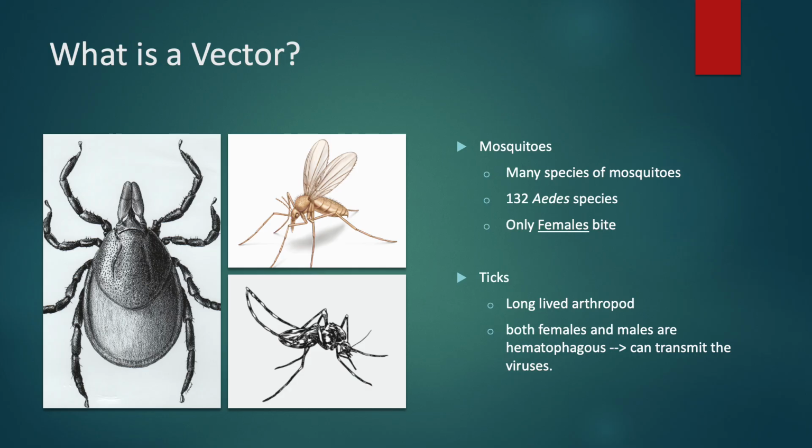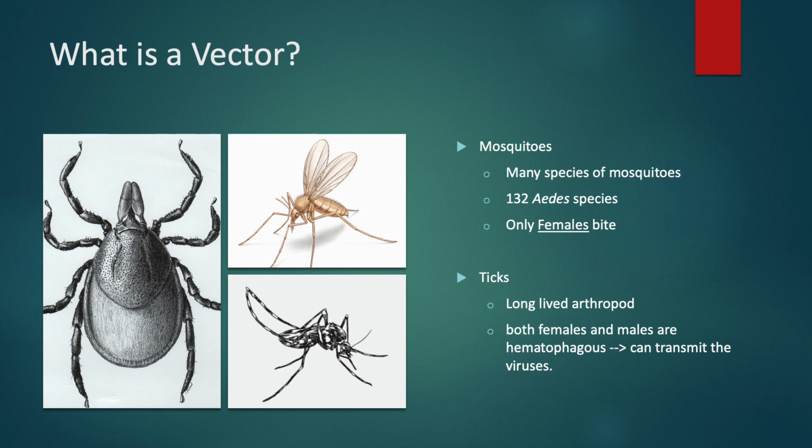Just to recap, something that is needed to know is what a vector is. To refresh, a vector is something that transmits pathogens like viruses, and there are many types. There are many species that can be a vector. With this said, the main ones commonly known are mosquitoes, ticks, sandflies, and biting midges. And these are the biting midges responsible for bluetongue virus.